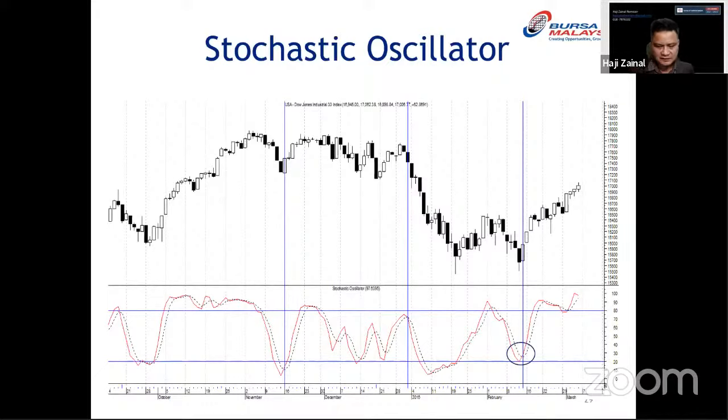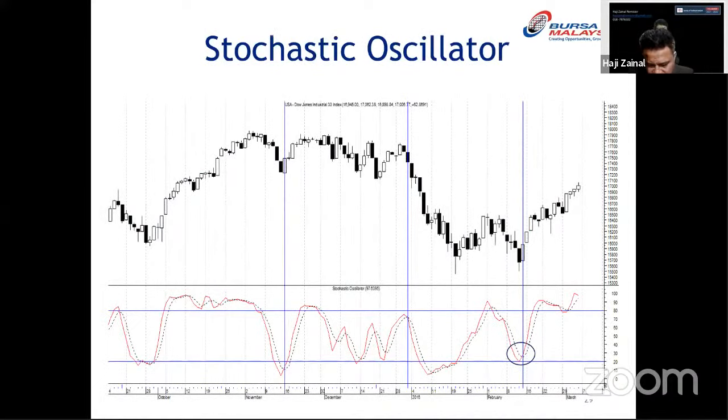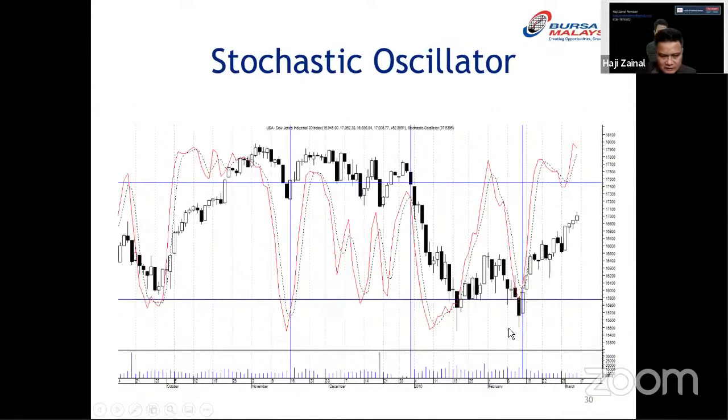Next one is this one. What's the difference between these two? This one we draw at the bottom of the chart, and this one we call overlay, which means you overlay it on the chart. Is it the same or different? The answer is the same. No different, because they use a different scale.